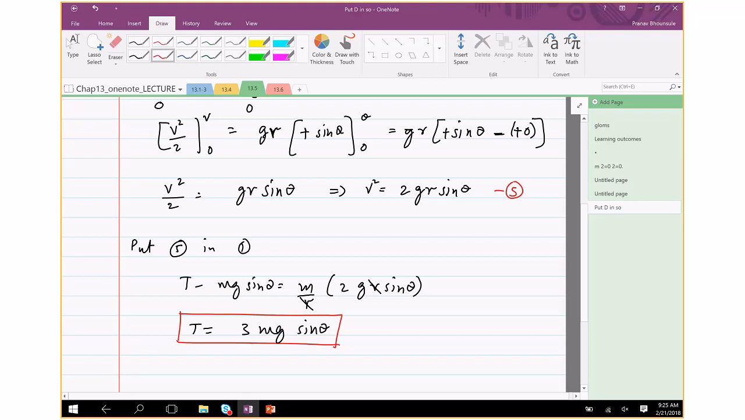Okay, any questions? So it's very straightforward, as you see. You just have to know which coordinate frame to use, and then it's a matter of using the right equation, the right coordinate frame. Okay, any questions about this?